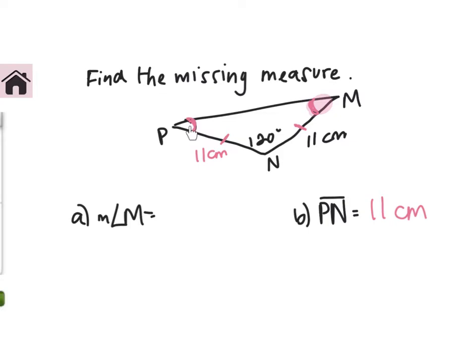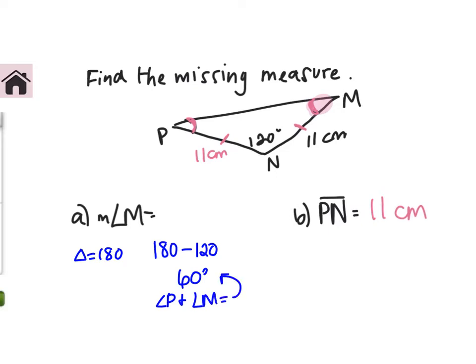This angle right here, N, is 120 degrees. I know that a triangle has 180 degrees, right? So I'm starting with 180 degrees. I know that my one angle is using up 120 degrees. Okay, so that leaves me with 60 degrees left for two angles. Okay, so 60 for angle P and angle M.